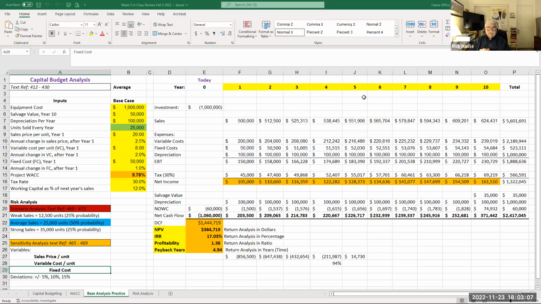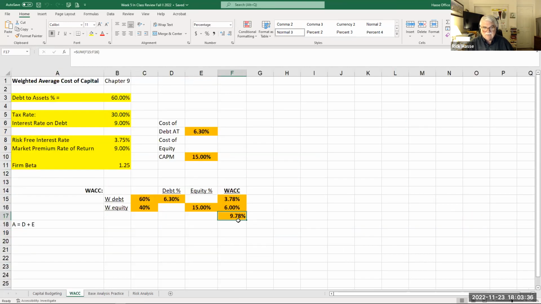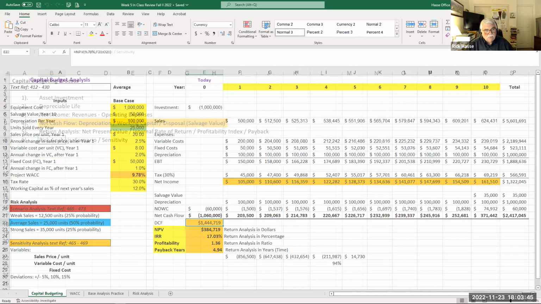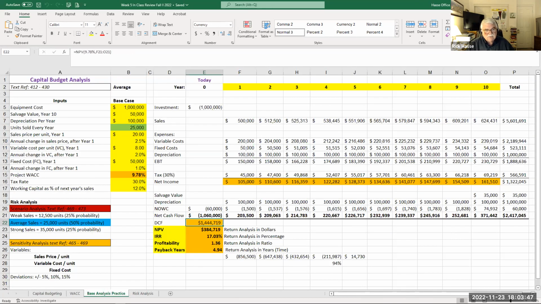Okay, this is where we completed last week. We completed the beginning analysis of this problem, where we have an investment of $1 million and all these variables. We determined the return in dollars, net present value, the return in percent, internal rate of return, the return in ratio, 1.36, and the payback in years, a little bit under 5 years. We determined that the weighted average cost of capital was 9.78%, which is our discount rate used to determine the discounted cash flow. And we're following this order of the capital budgeting process. So that's where we stand right now.